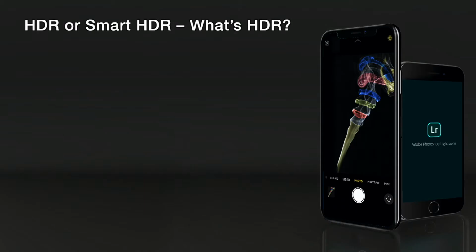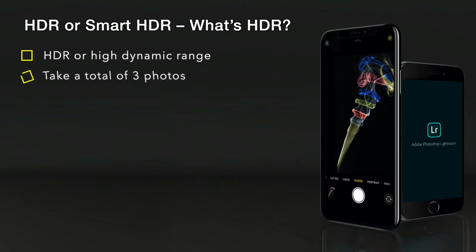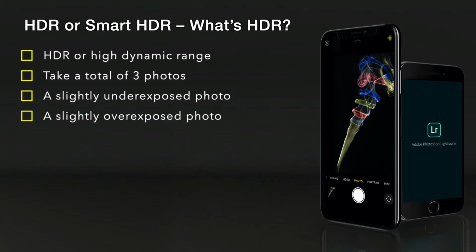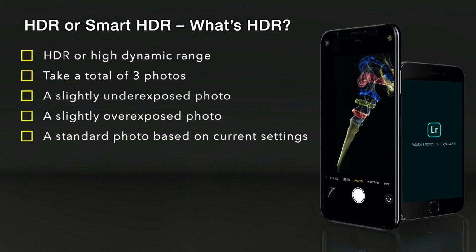Okay, let's have a look at HDR. And what does HDR stand for? HDR stands for High Dynamic Range, which is where your iPhone will take a photo, but in the background it will take a further two photos. One that will be overexposed and one that will be underexposed, as well as the photo that you have taken.